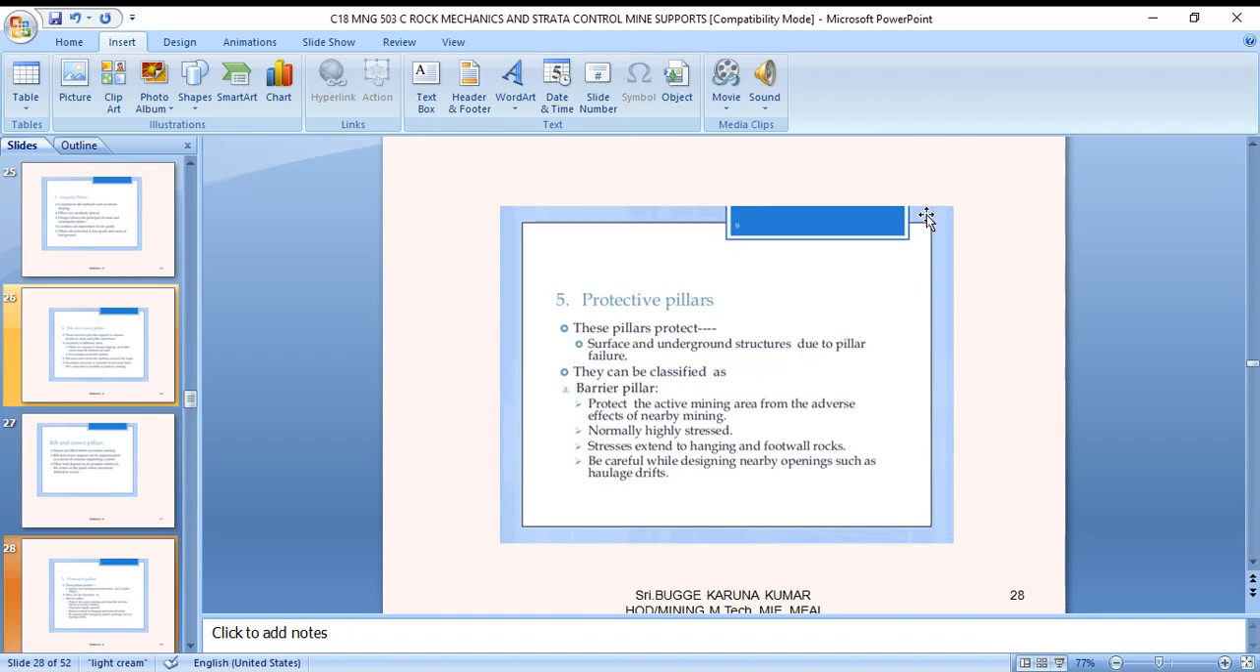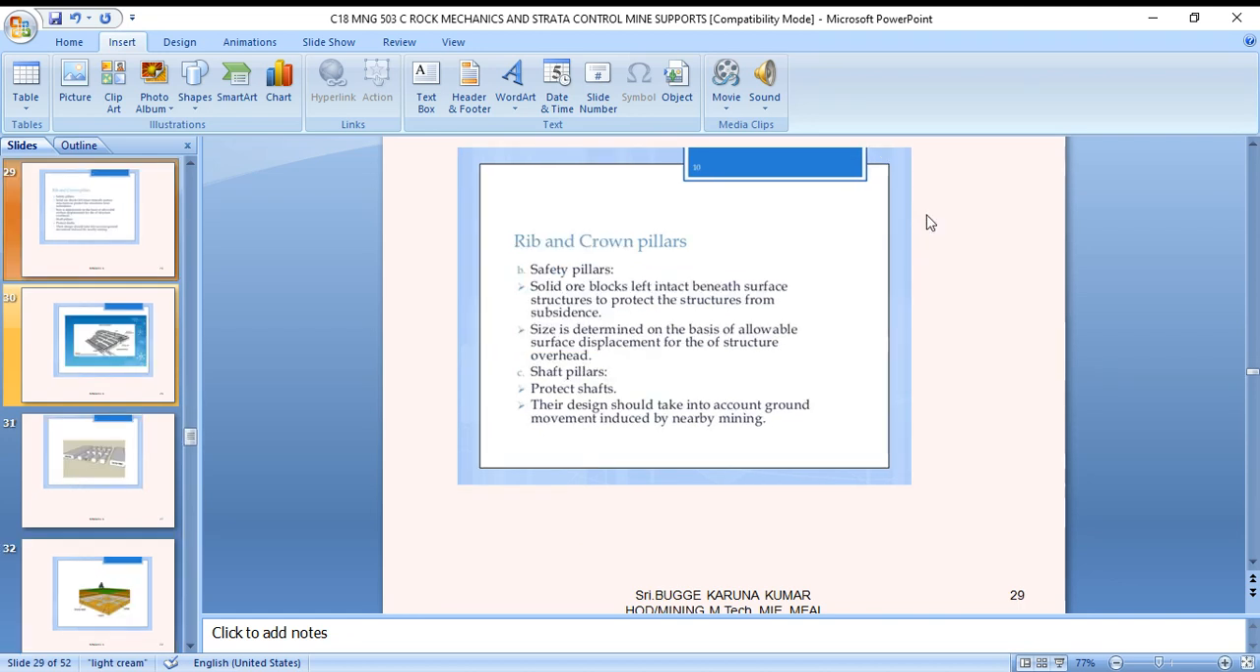Protective pillars, these pillars protect the surface and underground structures from pillar failure. They can be classified as barrier pillars, which protect the active mining area from the adverse effect of nearby mining. Normally, high stress is extended to the hanging wall and footwall rocks. Be careful while designing nearby openings such as haulage drifts.